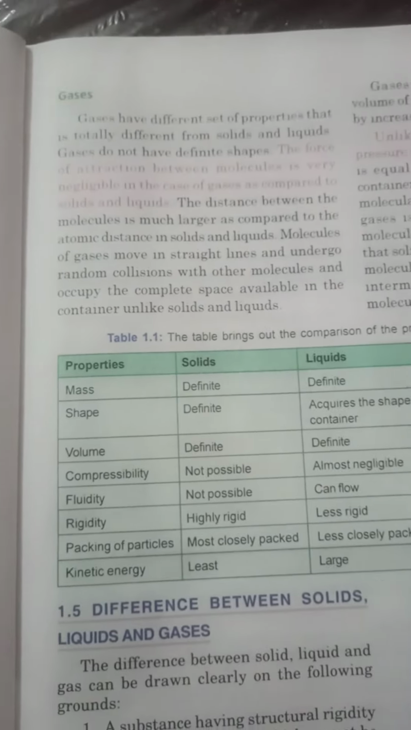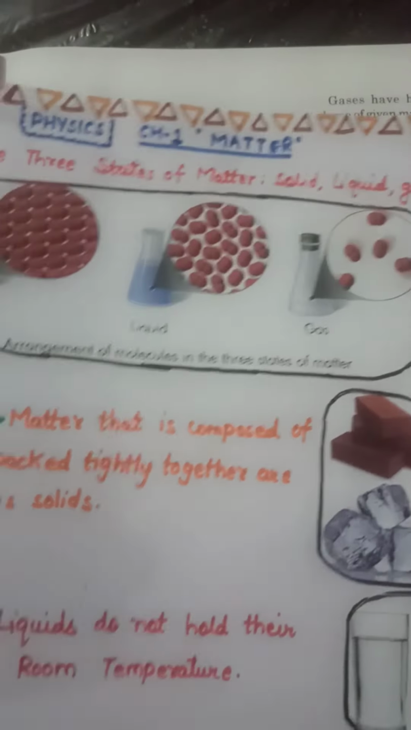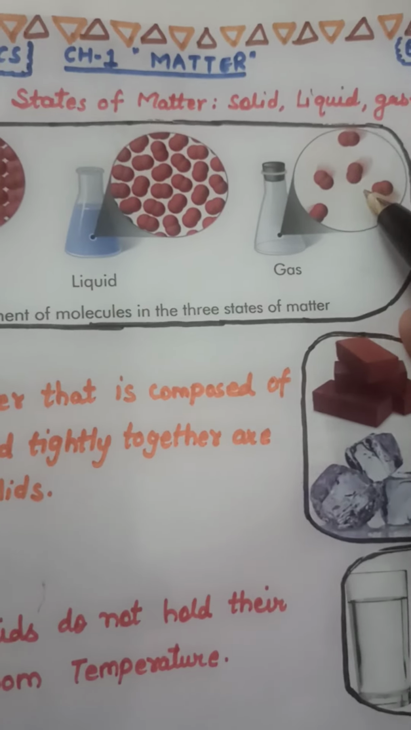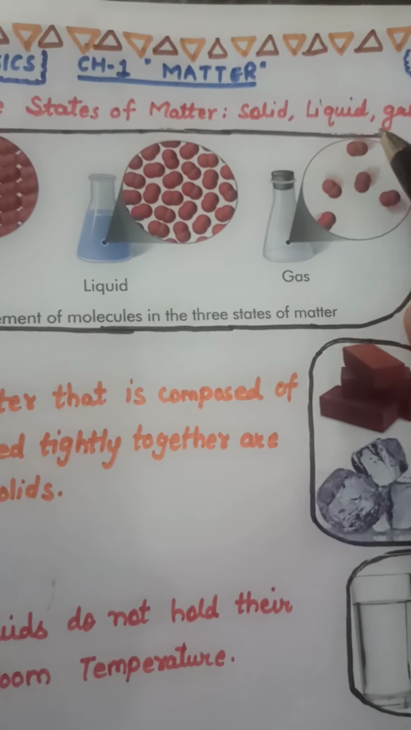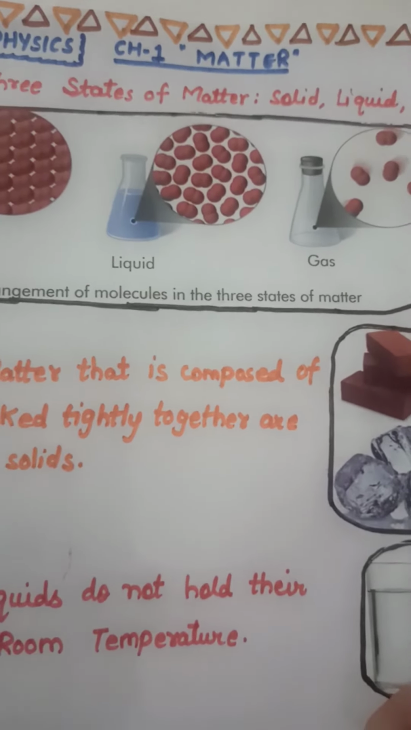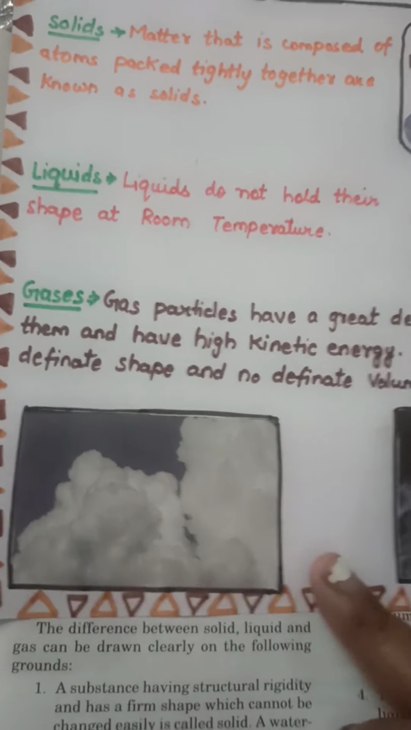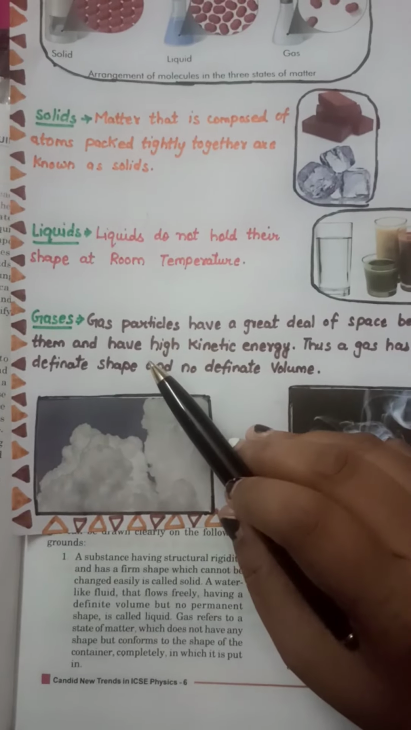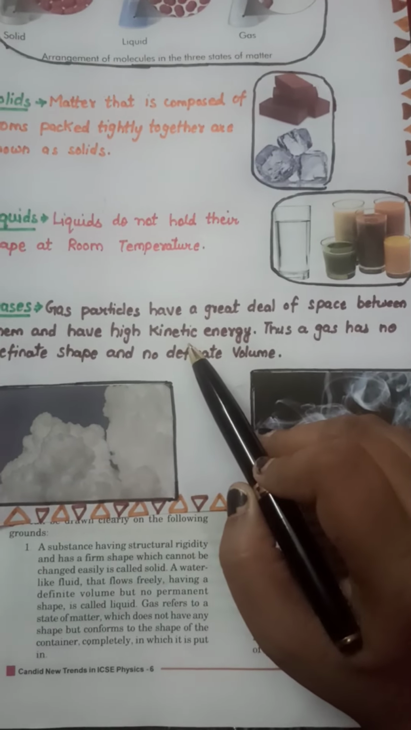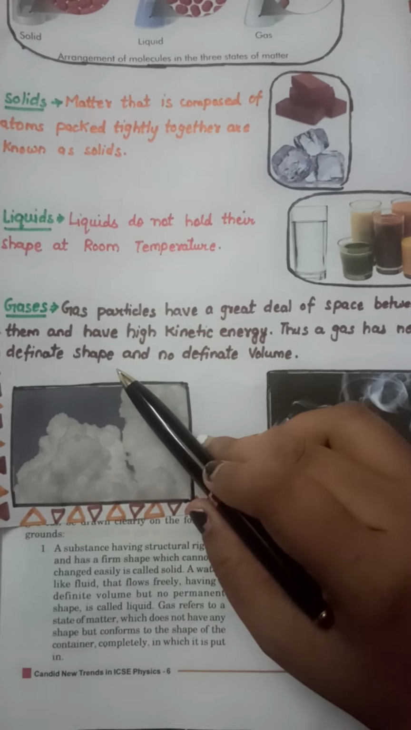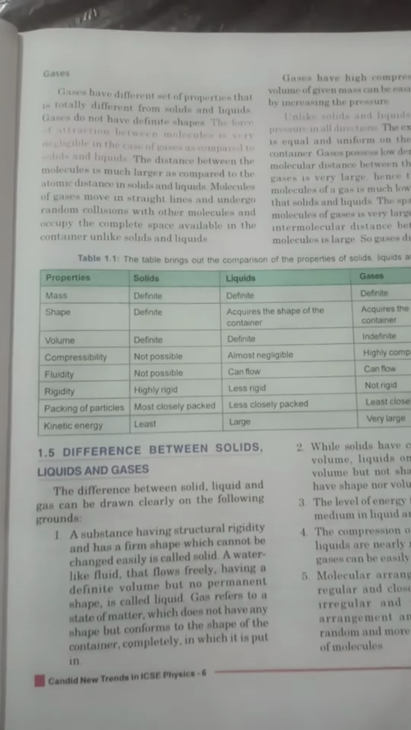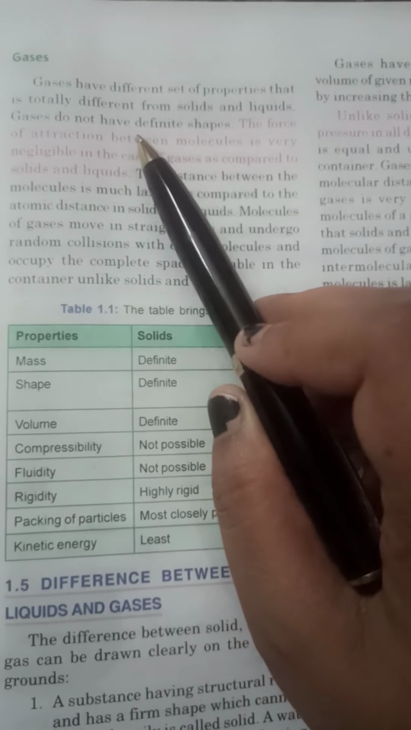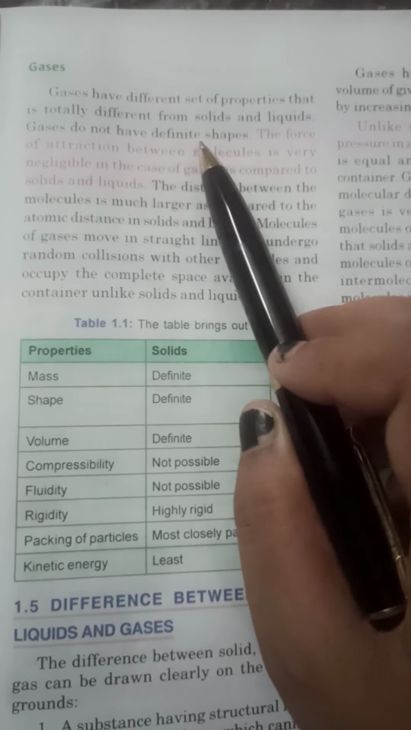Now I hope you all remember. Let us come to this diagram again. The molecules arranged in gases are very far from each other, right? We have studied that they have a great deal of space between them, and they have high kinetic energy, and that is why gases have no definite shape and no definite volume. So we all know that gases themselves don't have any shape.